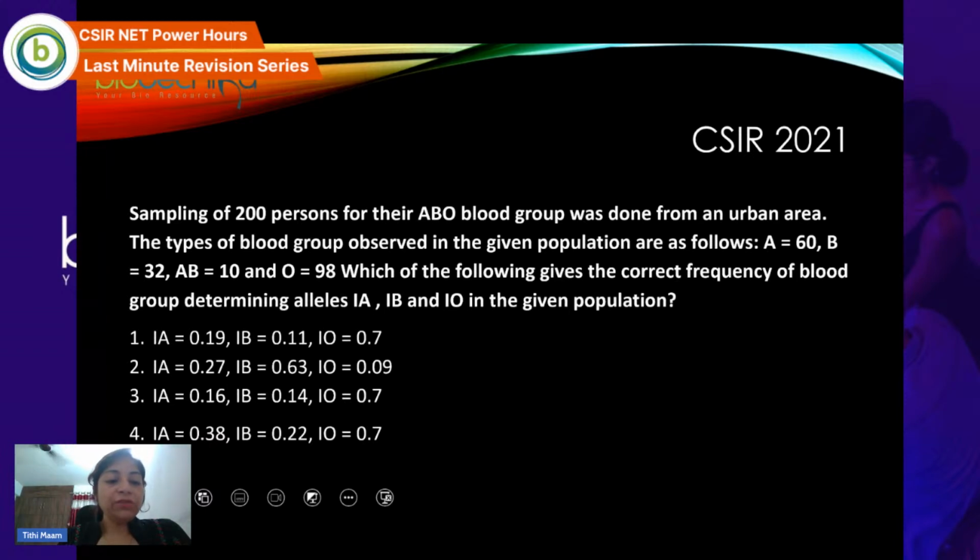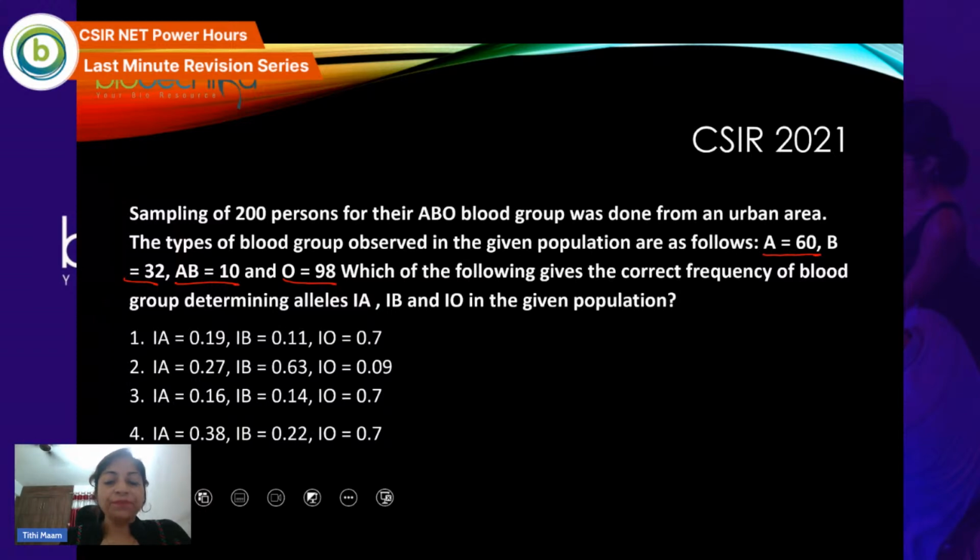Yes, so this question was also there in CSIR 2021. Sampling of 200 people for their ABO blood group was done for an urban area. The types of blood groups observed in the given population are as follows. A blood group 60 people, B blood group 32, AB 10 and O 98. Which of the following gives the correct frequency of blood group determining alleles IA, IB, and IO in the given population?